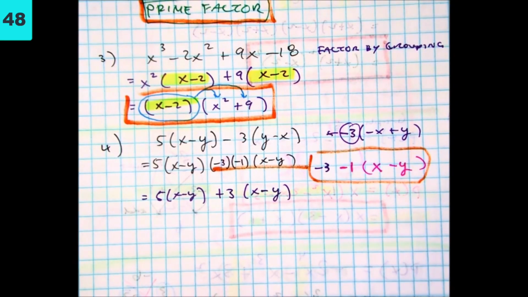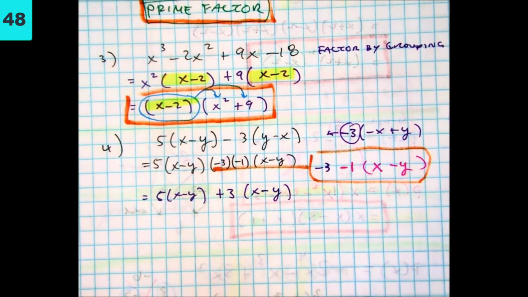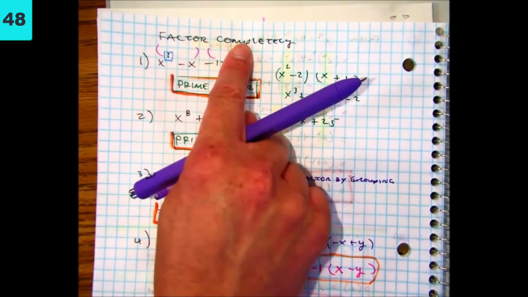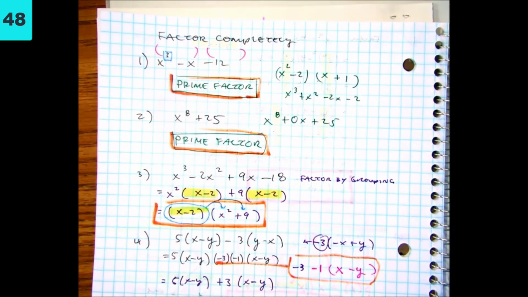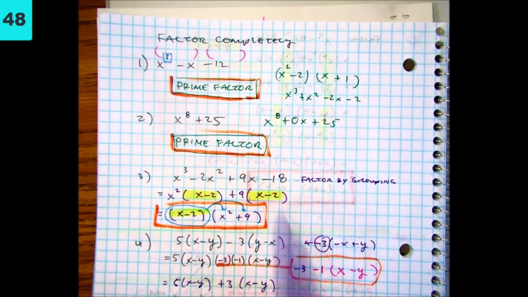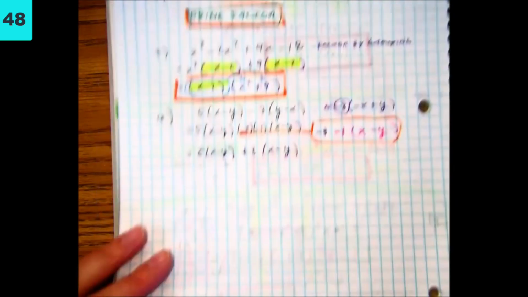Normally, students are tempted to distribute here. But look at what the directions say. The directions say factor completely, not expand. Expanding would be back in standard form. Does that make sense? We're just trying to condense it as much as possible.